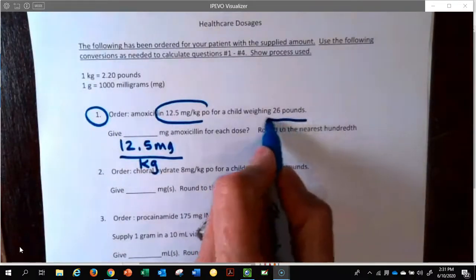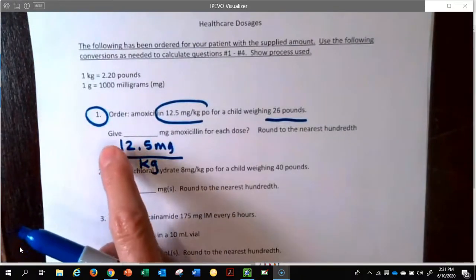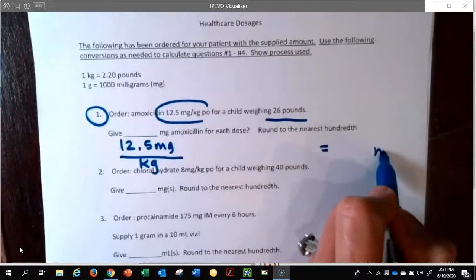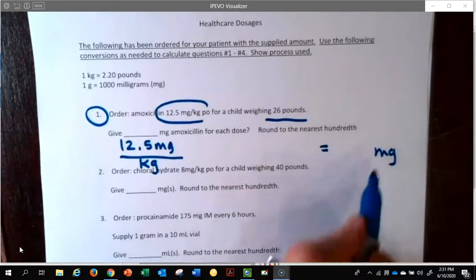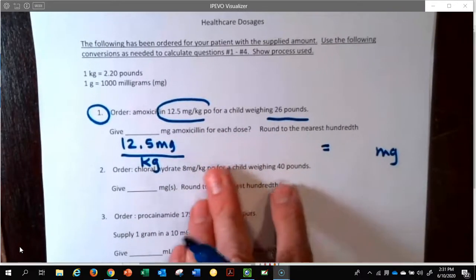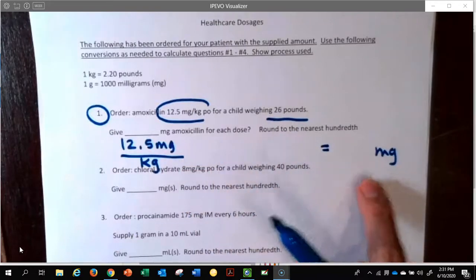Here is a child that's 26 pounds, not sure what to do with that right now. But they want us to give how many milligrams. So in the end, our question is how many milligrams. So no matter what we do over here, we're going to have to make sure that through dimensional analysis, we get it down to just milligrams.